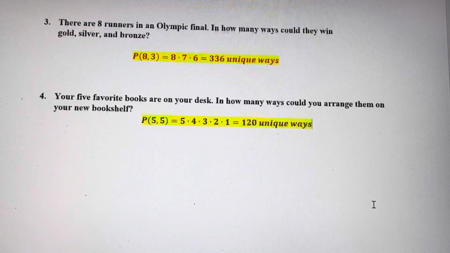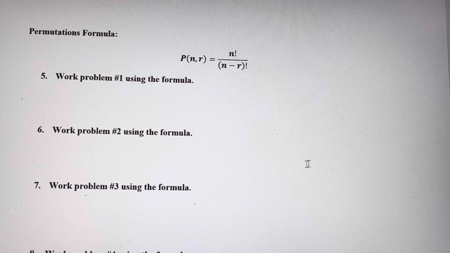Now, as we go forward, we're going to use the formula. You need to kind of memorize this formula, and I'm going to show you how to use this formula in a calculator. So the permutations of n objects taken r at a time, the formula is n factorial divided by the difference, n minus r, factorial. Note this is in parentheses, so order of operations still applies.